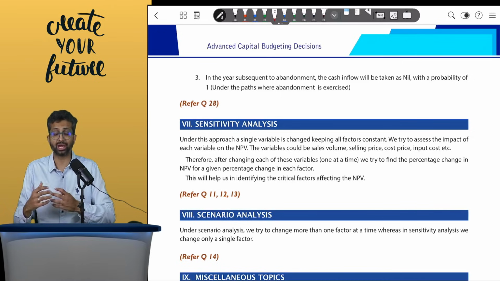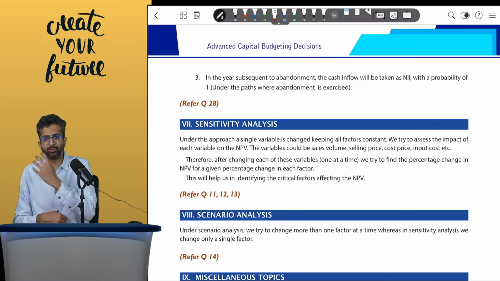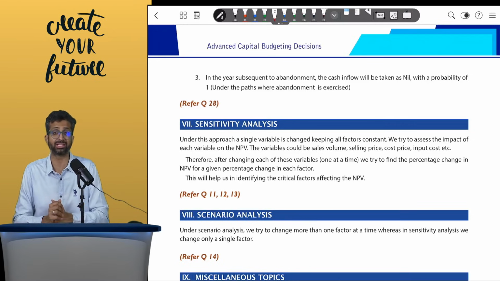Scenario analysis, on the other hand, does not change just one factor. It changes all the factors at a particular point of time and finds, let us say, the worst case, the best case, the base case scenario, etc., which will be the scenario analysis.